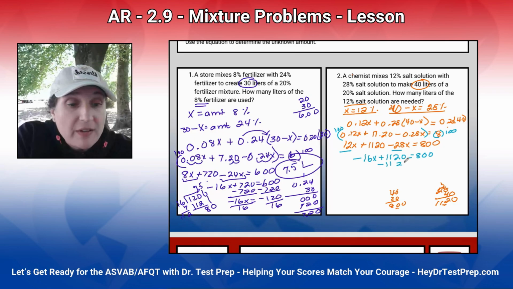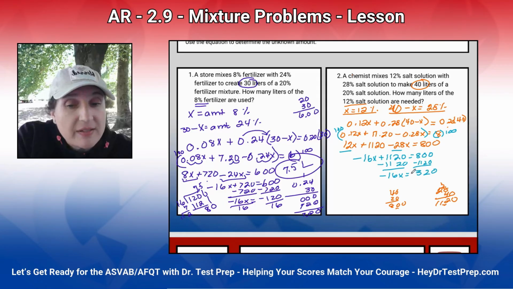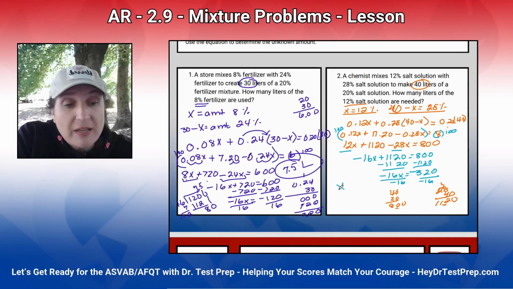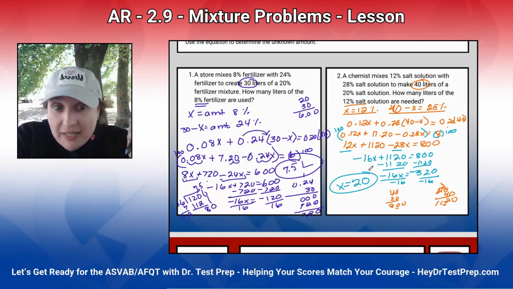Subtract 1120 from both sides. That gives me negative 16x equals 1120 minus 800 is 320. Make this a negative. Divide both sides by negative 16. And we know that 16 can go into 320 20 times. So we're left with x equals 20. 20 liters. See, my brain hurts on these.